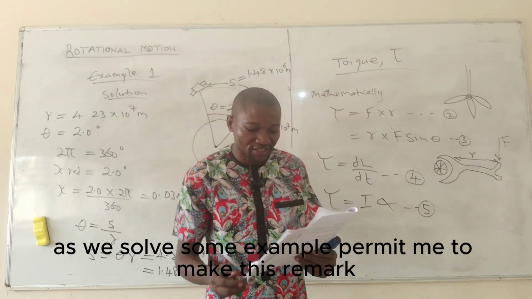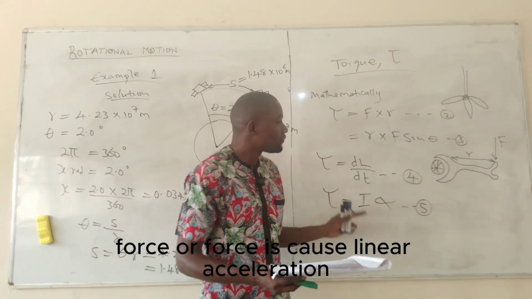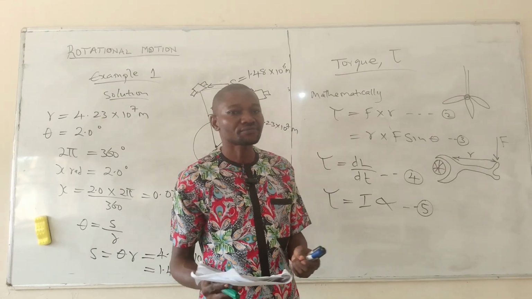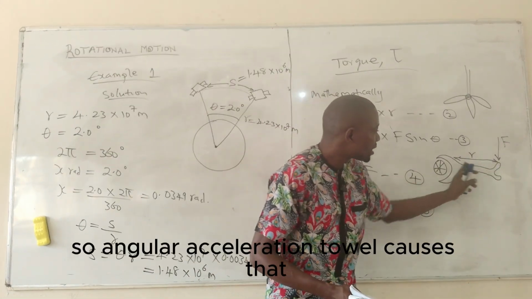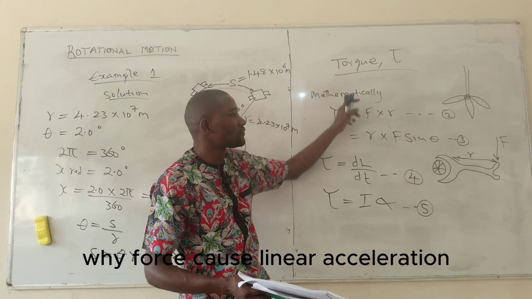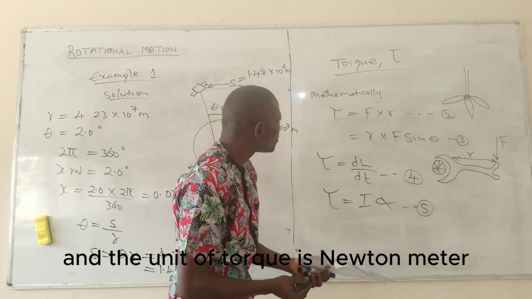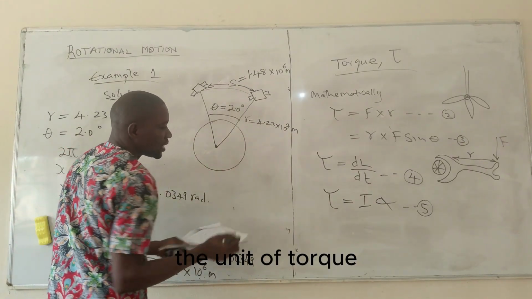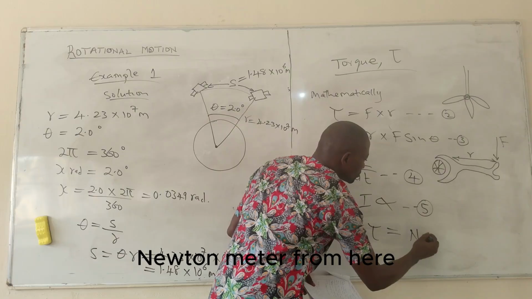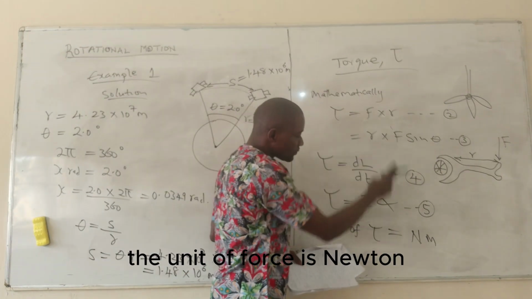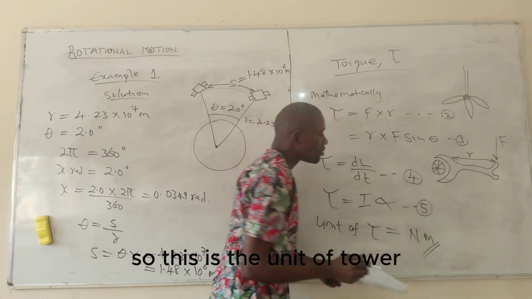Permit me to make this remark. Tau is not the same as force. Forces cause linear acceleration, while tau causes angular acceleration. And the unit of tau is Newton meter. From here, the unit of force is Newton, and the unit of perpendicular distance is meter. So this is the unit of tau.